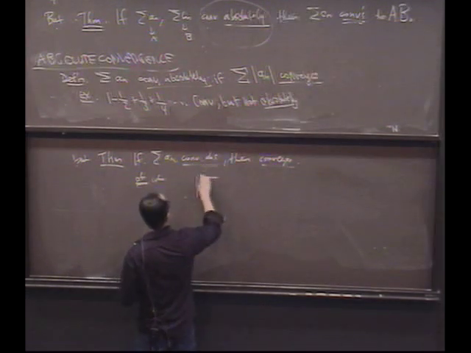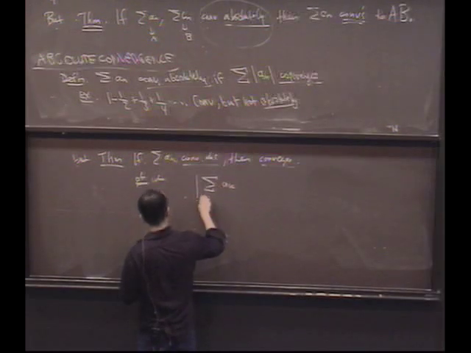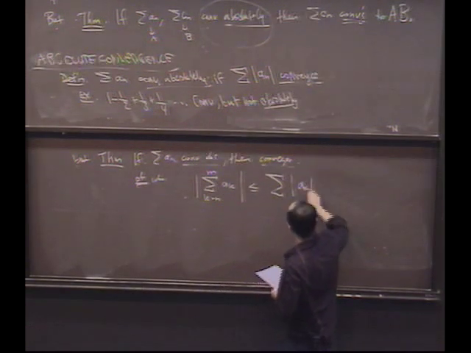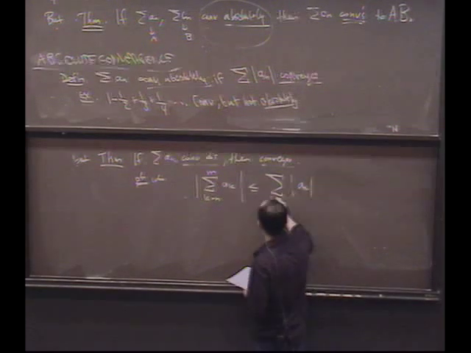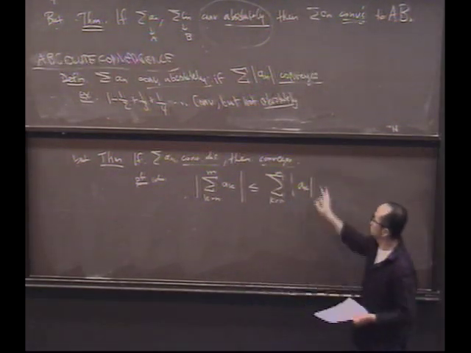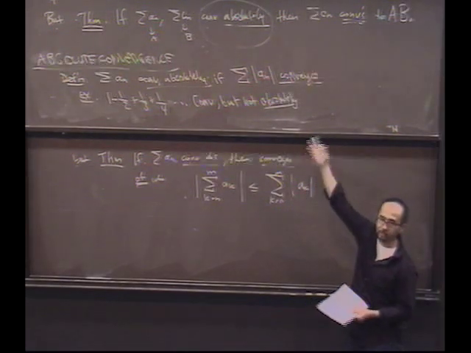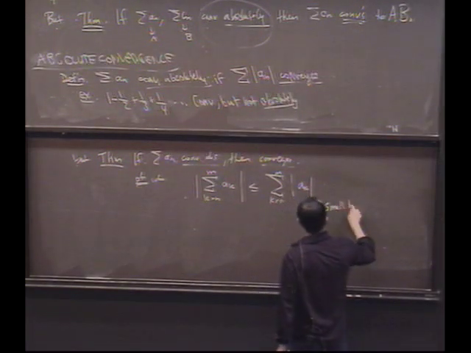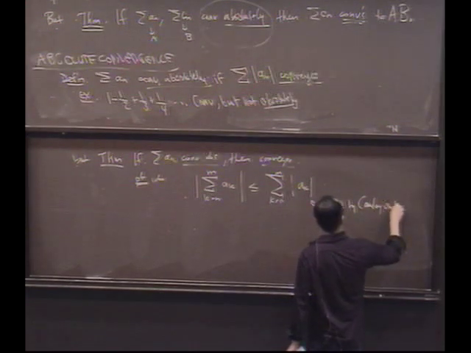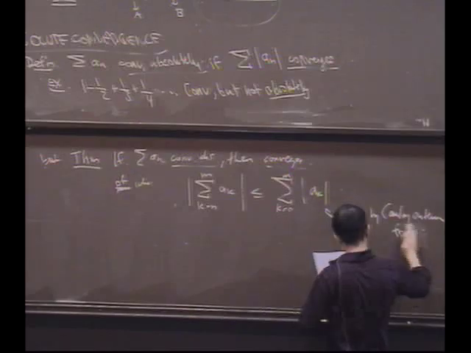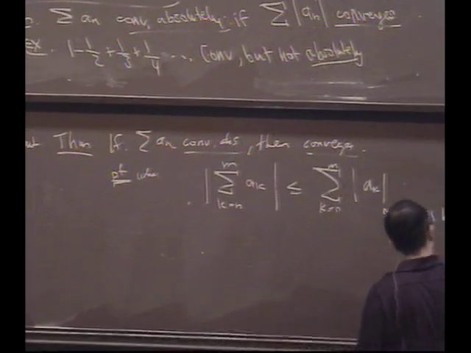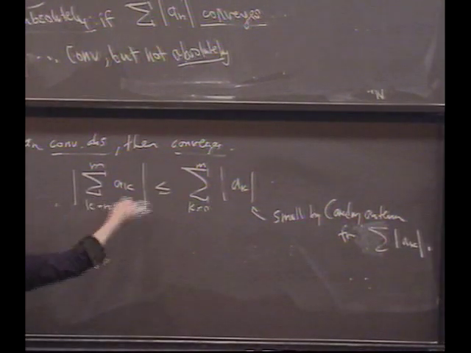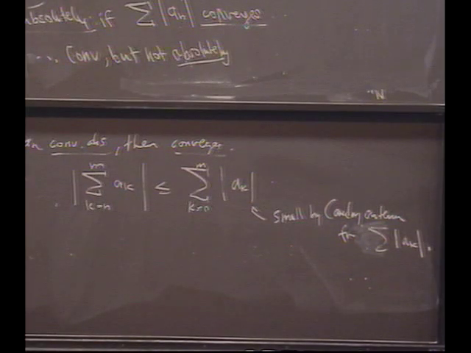Of course it converges, because if I'm estimating the sum, the Cauchy criterion says look at the tail, k goes from n to m. But that's bounded by the sum of a sub k's, and this tail goes from n to m. But this is the tail of the absolutely convergent series, and you know this is small by the Cauchy criterion for the series sum of a sub k. So if you can make that small, use the same big N for a given epsilon to make this small, and you're in good shape. Okay.